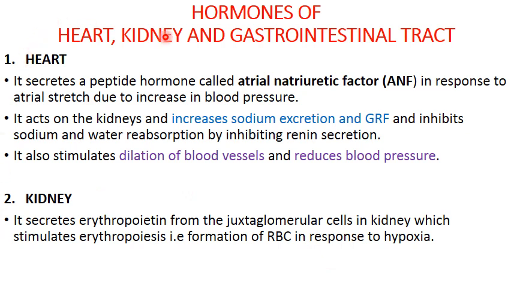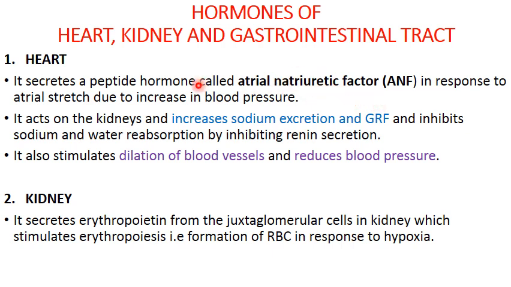Now coming to the hormones of the heart, kidney and the gastrointestinal tract. So first is the heart. You already have read this, that it secretes a peptide hormone that is called as atrial natriuretic factor, short form ANF. Atrial क्योंकि atrium से secrete होता है, natri means sodium, uretic के kidneys में या nephron में, the sodium will be eliminated out.